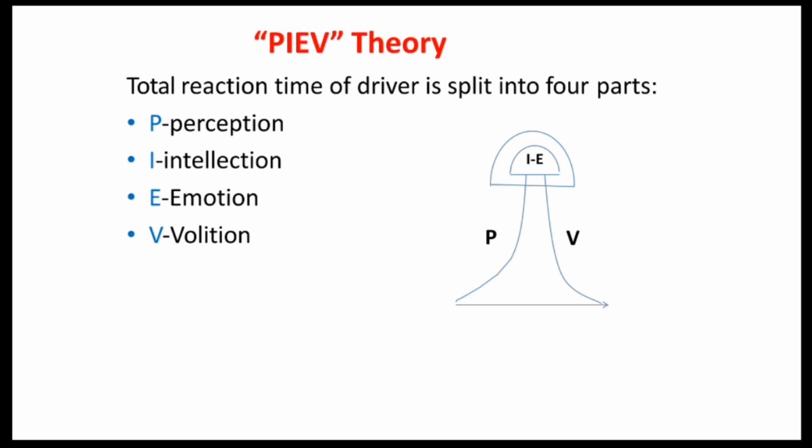Next is the emotion time, which is the time elapsed during the emotional sensations and disturbance such as fear, anger or any other emotional feelings such as superstition, etc., with reference to the situation. And lastly is the volition. Volition is the time taken for the final action. It is also possible that the driver may apply brakes without even thinking.